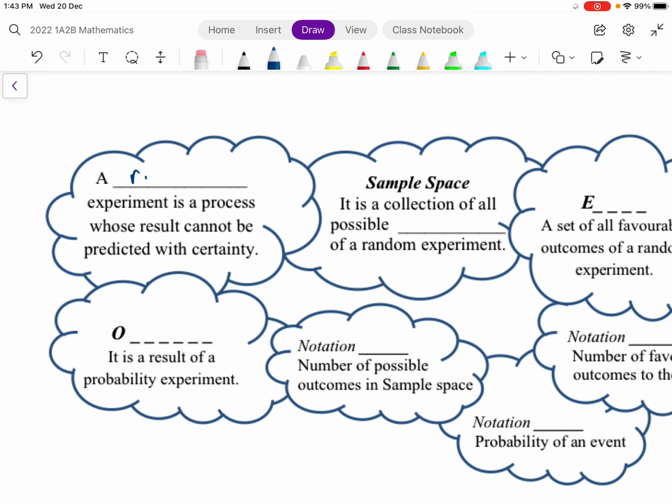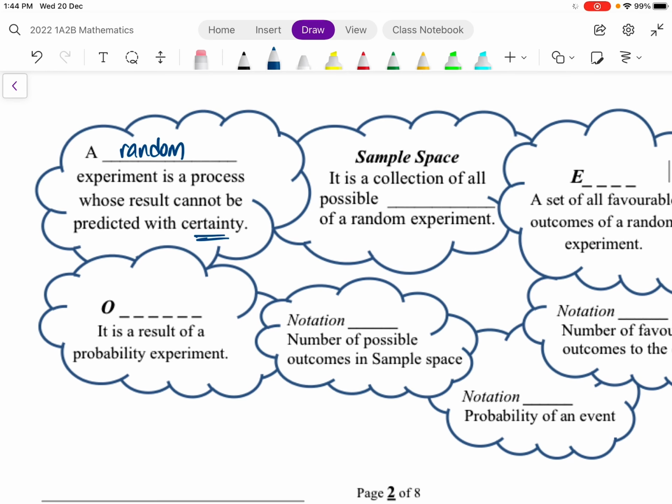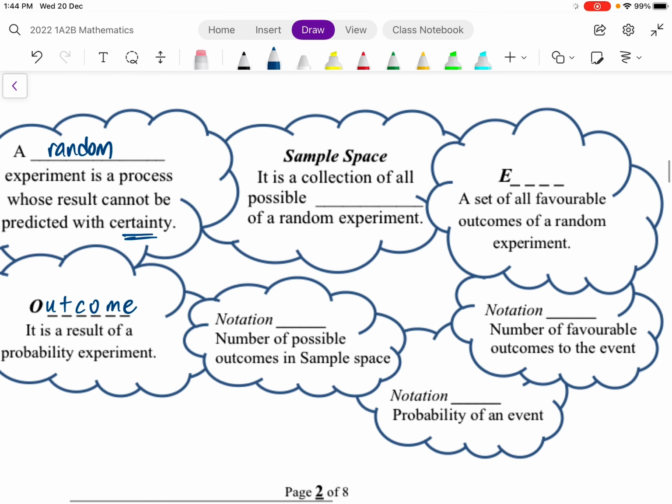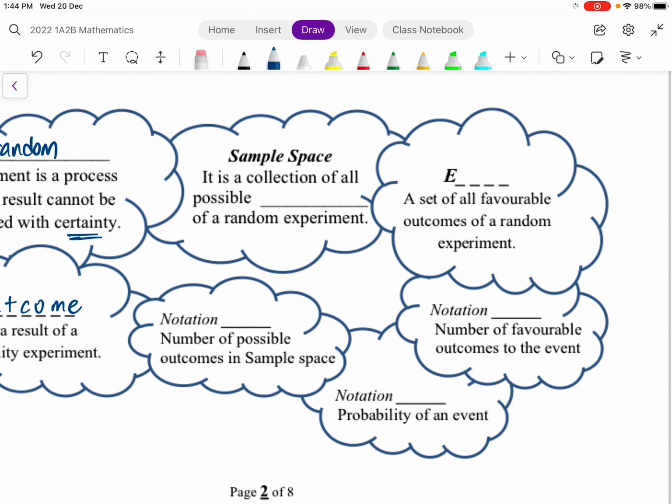Okay, so next part, some keywords that you need to know. A random experiment is a process whose result cannot be predicted with certainty. We cannot know for sure what the result will be. For example, throwing a die, tossing a coin. Next one, outcome. Outcome is the result of such an experiment. And the next one, sample space, is a collection of all the possible outcomes.